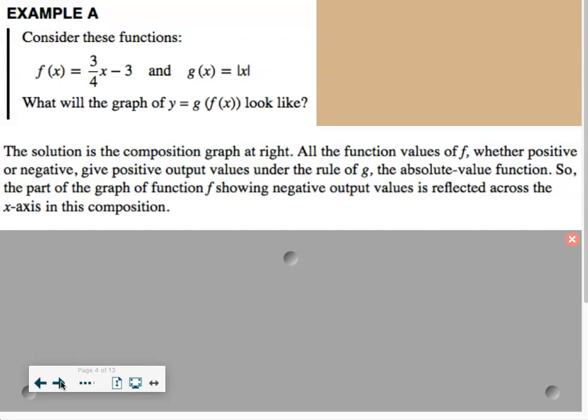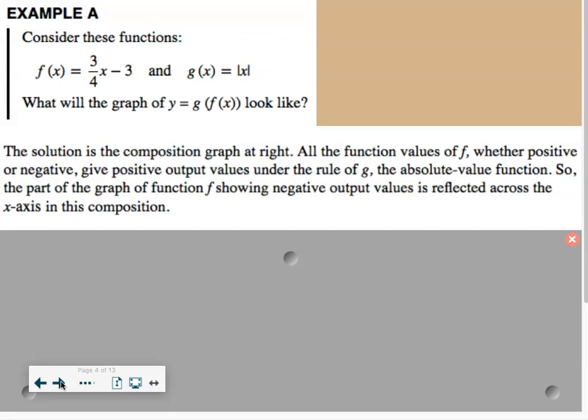All right. So we're going to start. I'm not going to teach you how to do this. I want you guys to see if you can figure it out. So we have the function f of x equals 3/4 x minus 3, and g of x equals the absolute value of x. Now, don't worry about the graph yet.